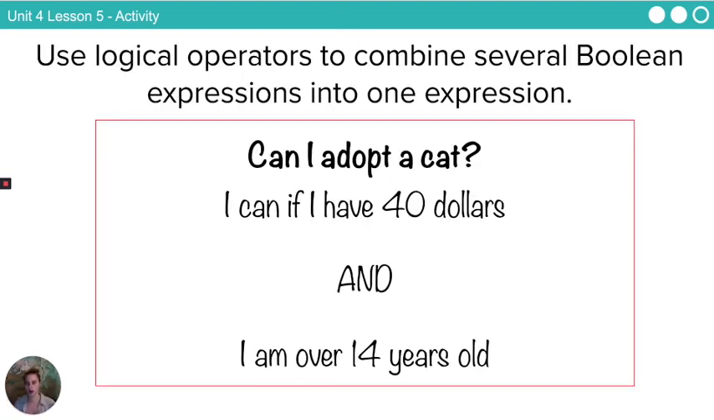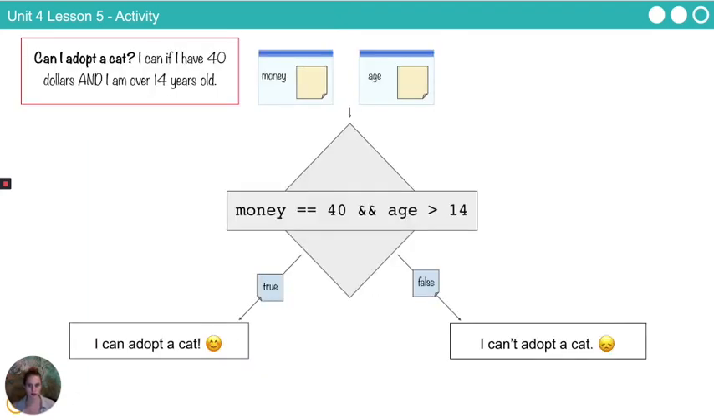What I want you to do is use logical operators to combine several Boolean expressions into one expression. Go back to this, can I adopt a cat? I can if I have $40 and I'm over 14 years old. Can you write a single Boolean expression that represents this whole statement? Here's an example of what that would look like. So my money is equal to 40 and my age is greater than 14.